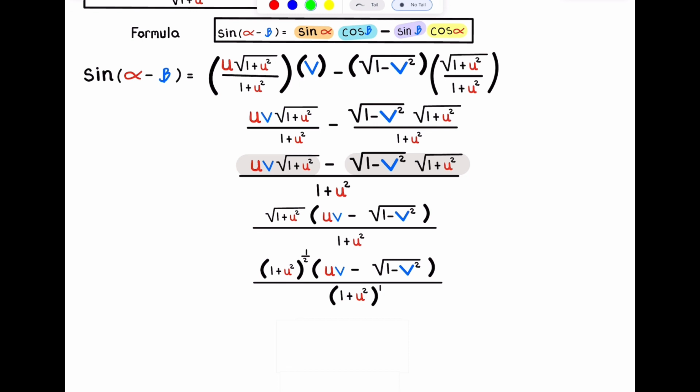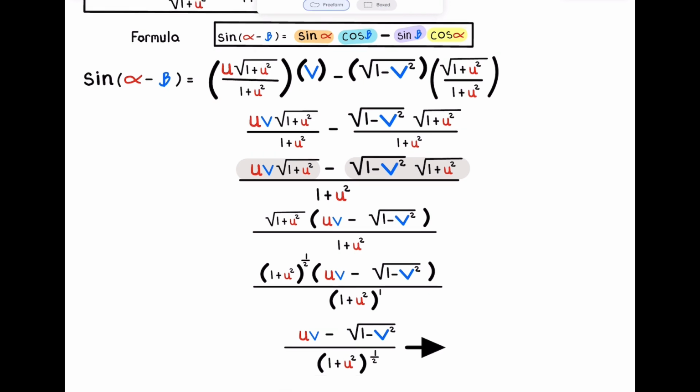Now that we have like bases, we want to subtract exponents. So we're going to subtract 1 that's an exponent and the 1/2 that's an exponent. And that leaves us with to the 1/2 power. So we have more in the bottom than the top. So the 1 plus u squared is to the 1/2 in the denominator. From there, we could rewrite to the 1/2 as the square root of for our final answer.